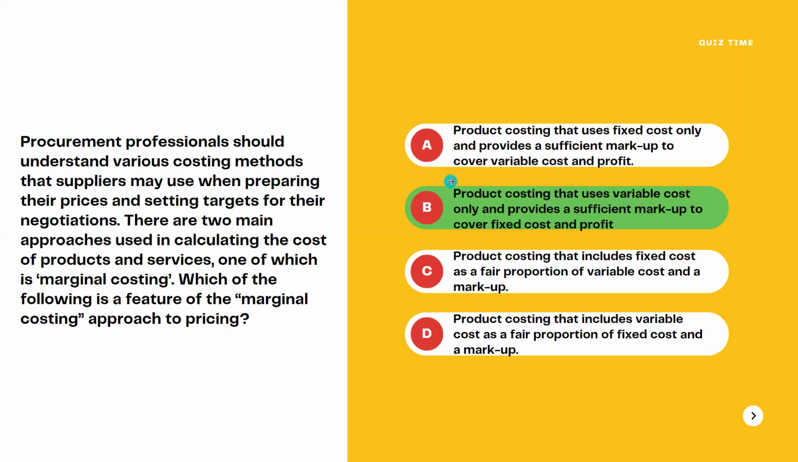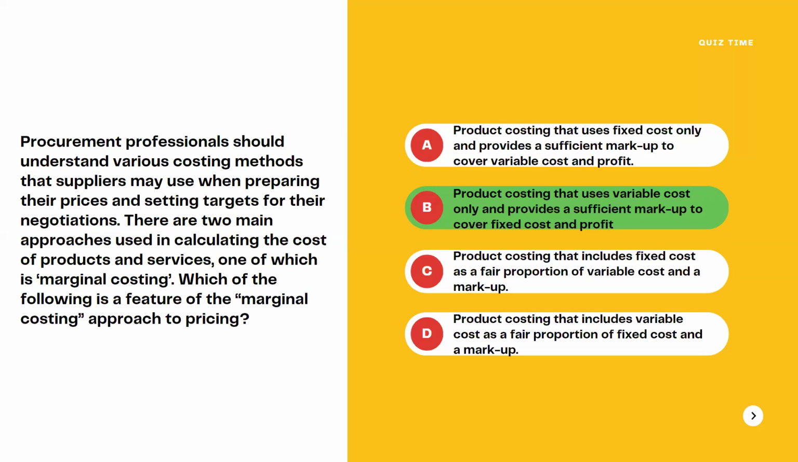It should be clear from the first glance, from the definition of marginal costing. With marginal costing, we only use variable costs as a cost base, and then add a sufficient markup, or I may say contribution, to cover the fixed cost and the profit. Depending on your business strategy, you may put different levels of markup or contribution over the variable cost.